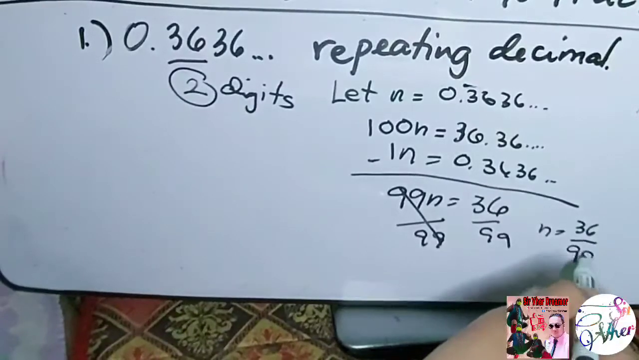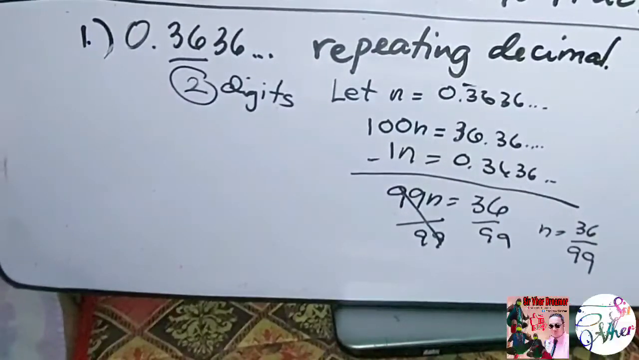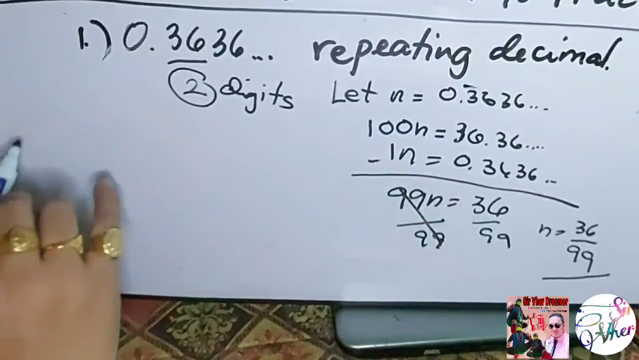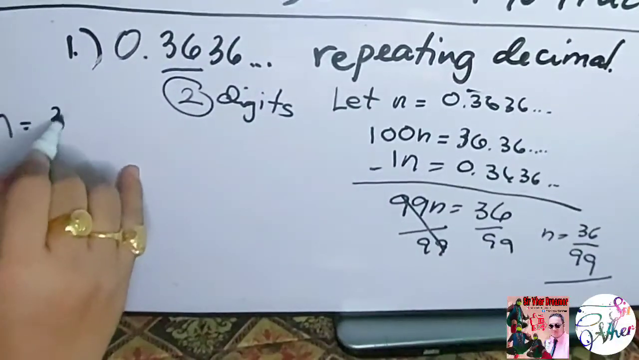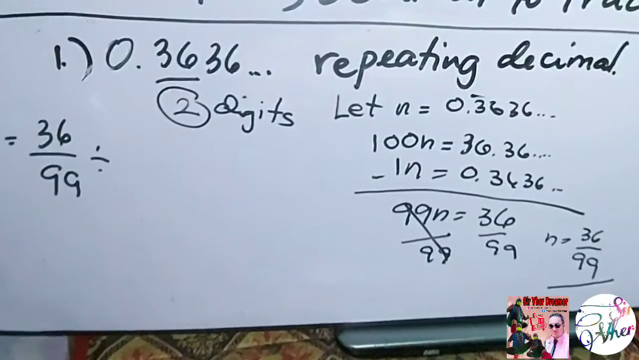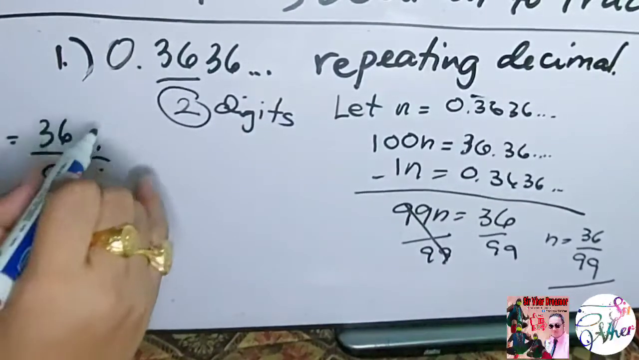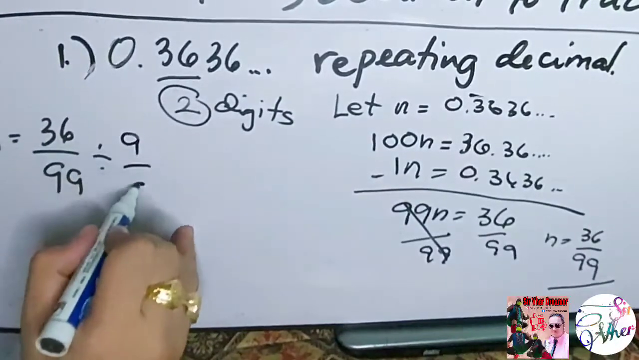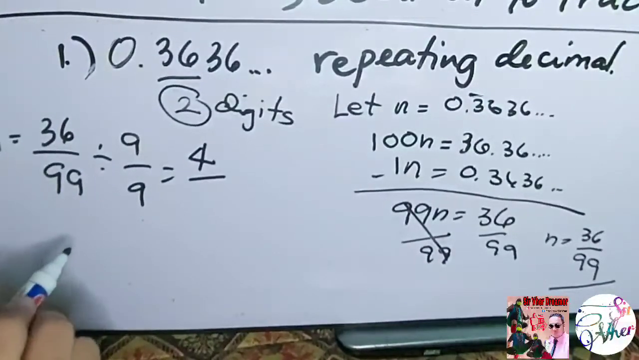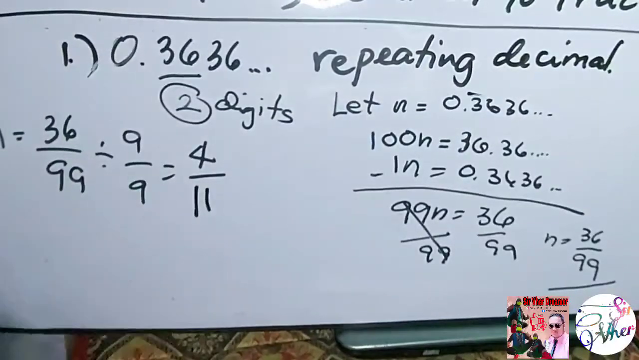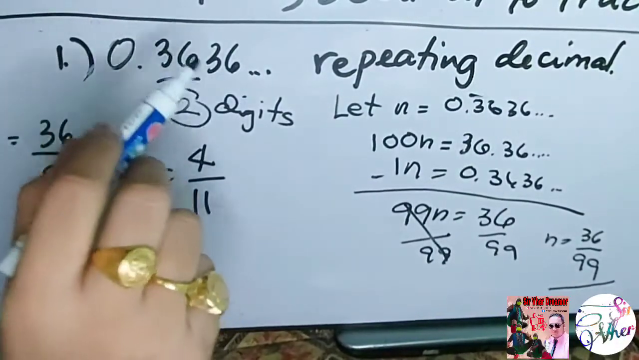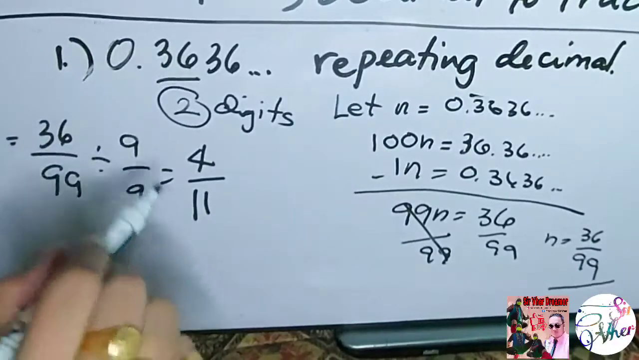36 over 99. But the question is, is it in the lowest terms? No, the answer is not yet in the lowest terms, so we have to reduce it. 36 over 99: what number can divide both numerator and denominator? 9. Very good. 36 divided by 9 is 4, and 99 divided by 9 is 11. Is it in the lowest terms? 4 over 11, yes, because there are no other common factors but 1.